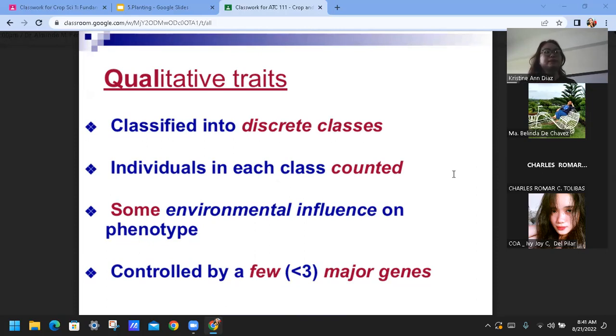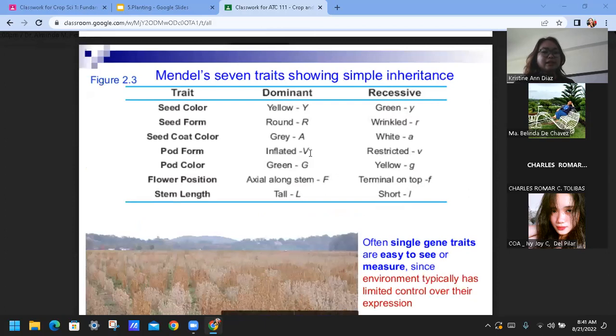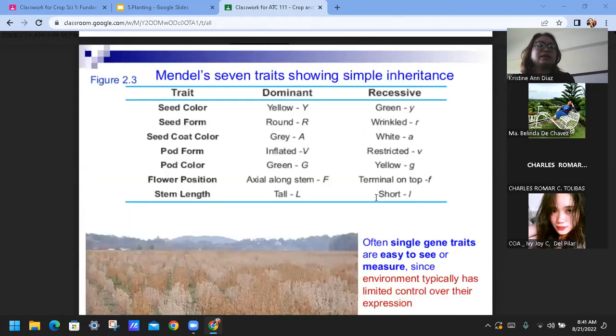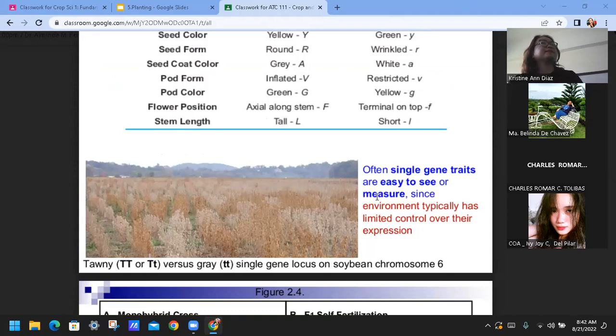But I will show you an example. Next slides. For example, these are just to show you the seven traits in the simple inheritance made by Mendel, diba? Ano yung mga seed color, form, seed coat, pod form, color, position, and length. So ito yung will join in the cross or dihybrid cross, no? And you can see here which are the dominant and the recessive. But then, all in all, in one plant, they are in one place of loci in your genetic makeup. So often, single gene traits are easy to see or measure. For example, ang gusto mo lang tingnan ay ang seed color or ang stem length. So, walang makikialam sa iba. That's more simple.